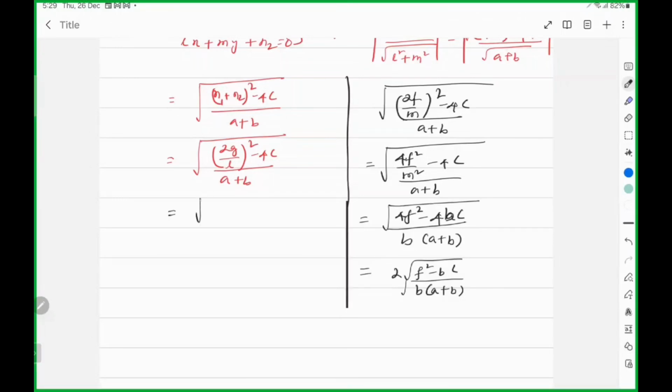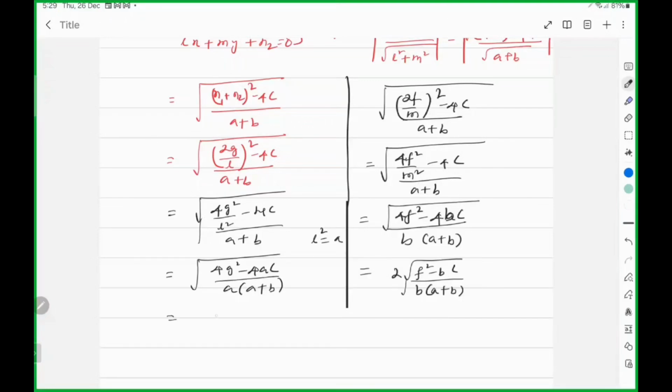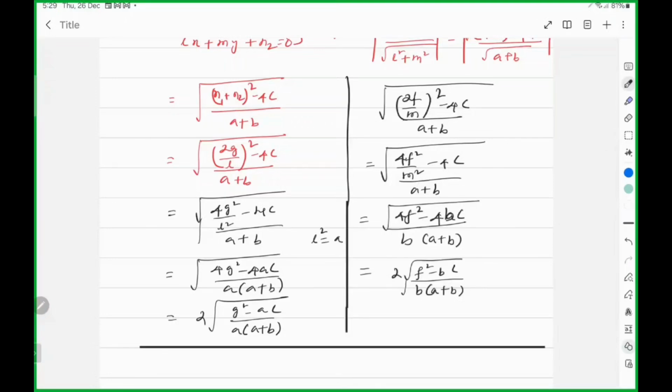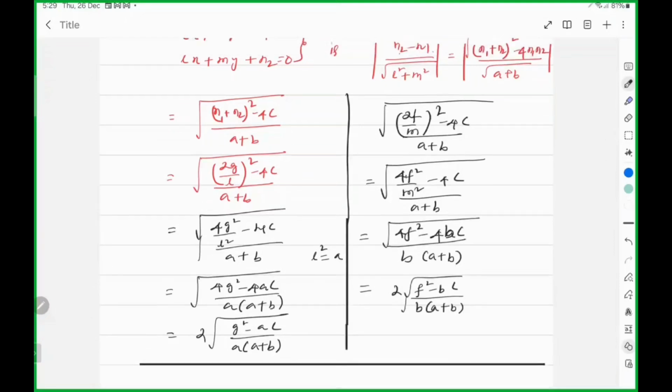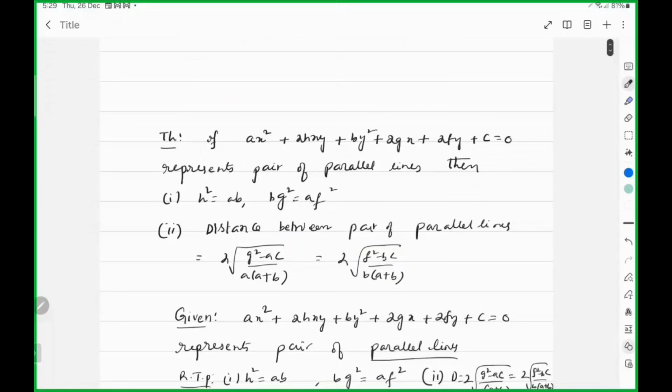Or another case, 4g square by a plus b, 4g square, L square is a, minus 4ac by a into a plus b. So 2 root g square minus ac by a into a plus b. This is how it is. So first part over, second part over.